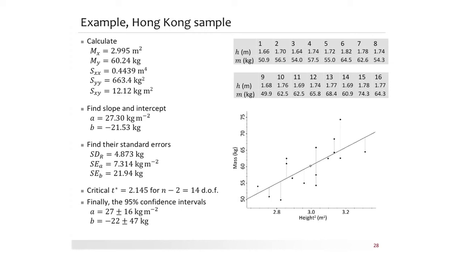It's about 5 kilograms. So just because of the scatter of these points, we decide that the error on Y is about plus minus 5 kilograms. And the confidence intervals finally calculated are here. So the slope is 27 plus minus 16 kilograms per square meter, but look at the intercept. It's minus 22 plus minus 47 kilograms. So the error on the intercept is huge. It's twice as big as the number itself.